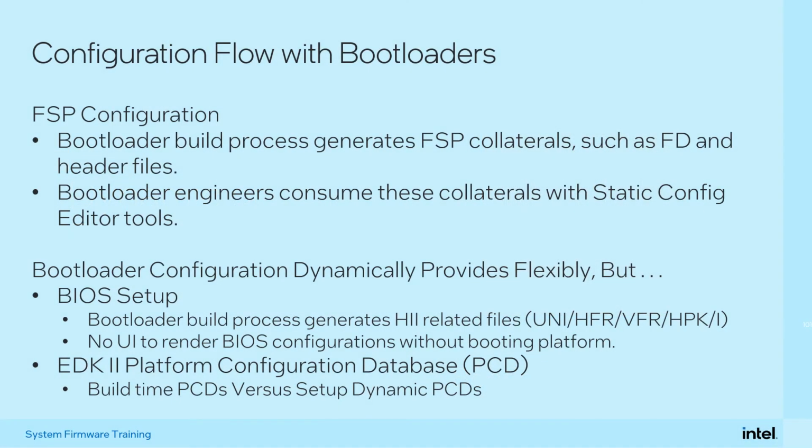The configuration flow today has two parts, the FSP configuration and the BIOS setup menu configuration. For FSP configuration, the BIOS build process would generate FSP collaterals, such as FD and header files. The bootloader engineers would then consume these collaterals to enable the final boot solutions for end products.